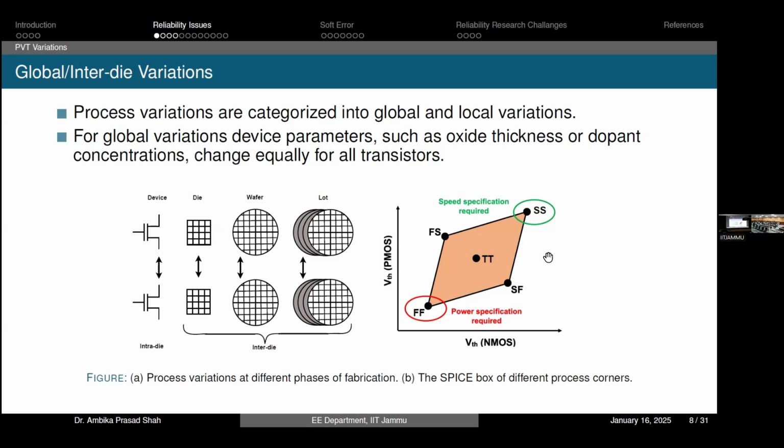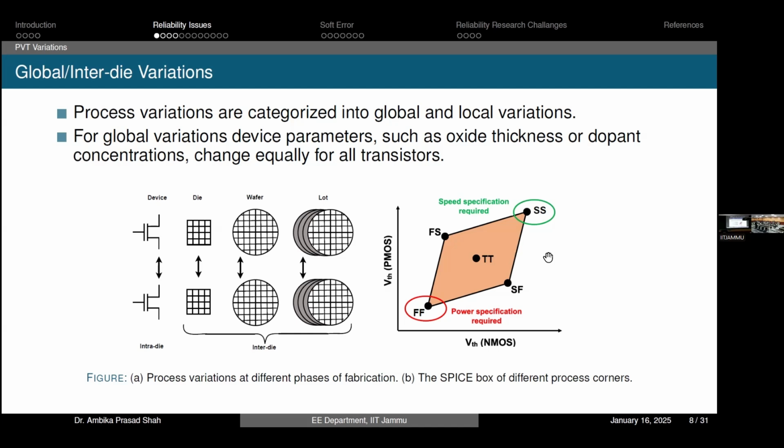Now, there are two parameters that need to be investigated: one is power efficiency, and the second is delay or performance. We have already studied that the threshold voltage is one of the parameters that decides the power dissipation. If you have a higher threshold voltage, power dissipation will be low, but the delay will be higher. So the fast and slow corners give you information about the power and the delay.